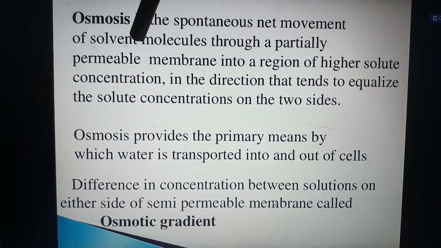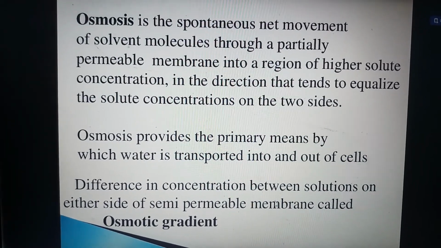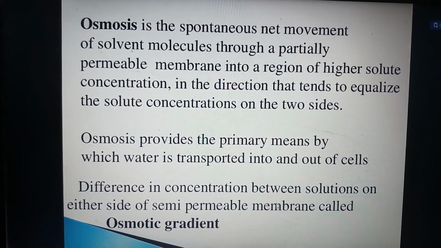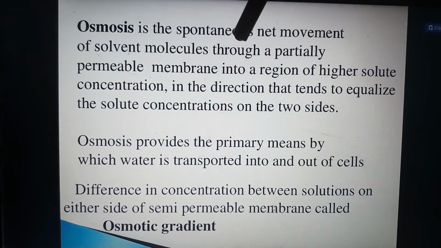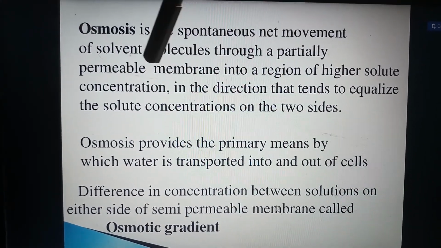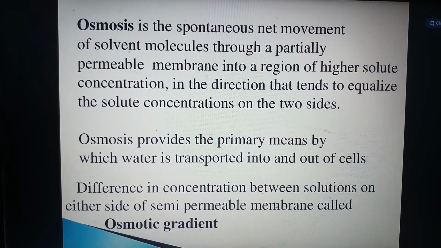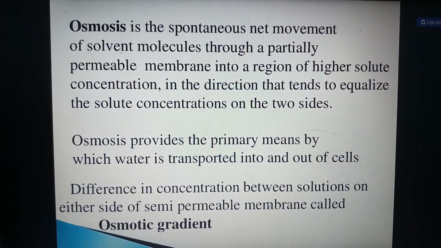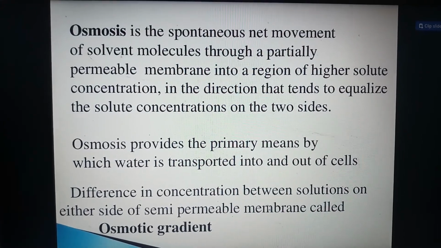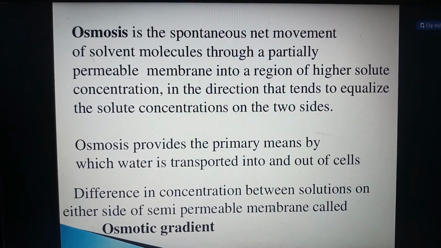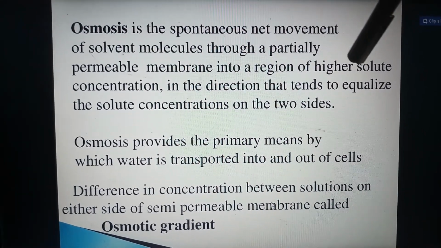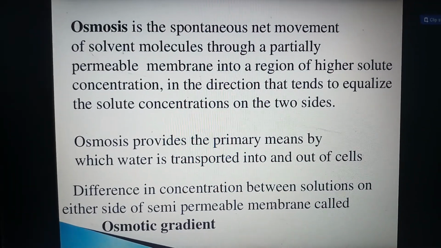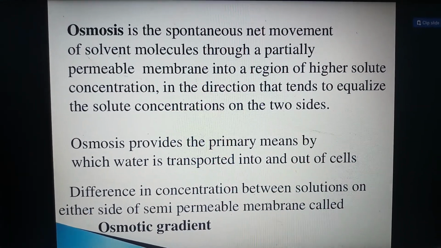Here the solvent means nothing but water. Water we call the universal solvent, whatever we dissolve in that solvent, through a partially permeable membrane. Why have we opted for partially? Because only some of the contents will move through the partially permeable or semi-permeable membrane, not all the contents, into the region of higher solute concentration, which means the hypertonic solution.